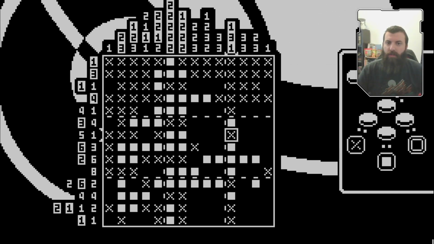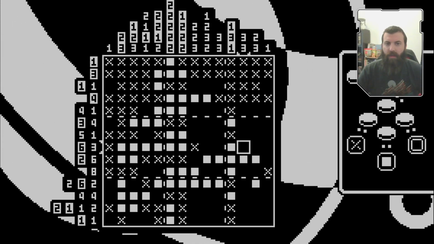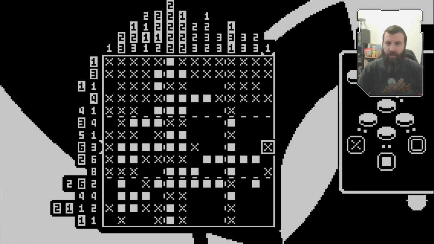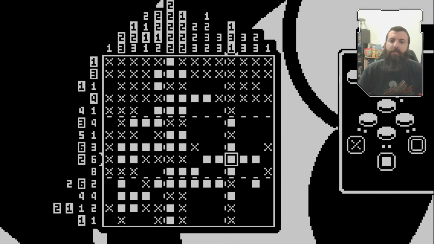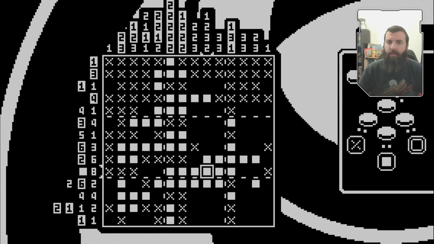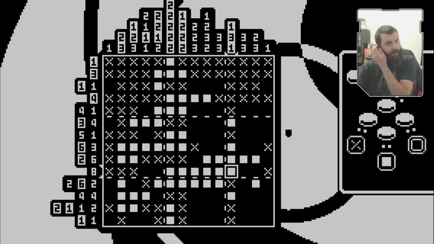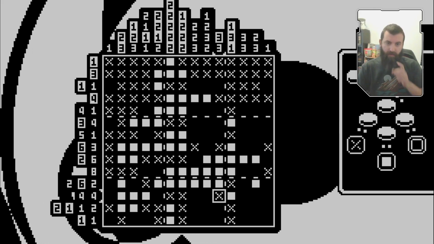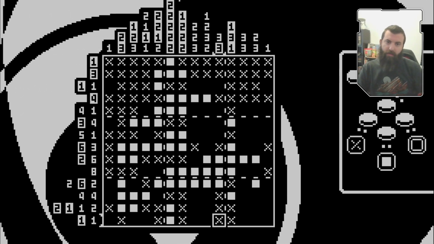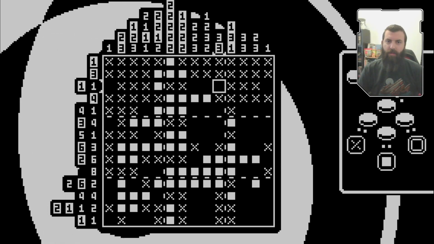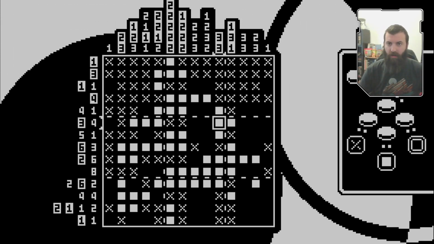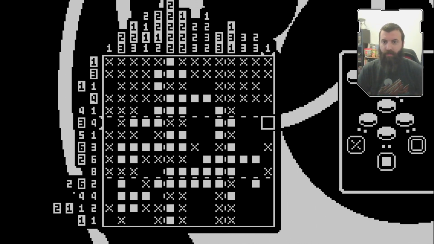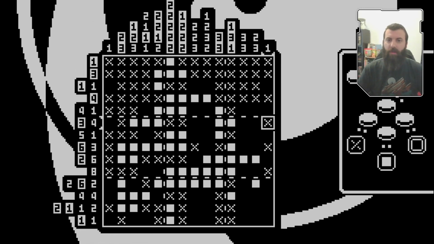With that closed off, can we make any more assertions? We can say that this pixel can't be filled in because the 3 couldn't reach. These pixels have to be filled in because they're part of the 8 horizontally. It means that we've completed a 3 vertically here, and we know that couldn't fit a 3 here, couldn't fit a 3 here, so it has to be here. That completes that column. It means that our horizontal 4 couldn't reach to here.